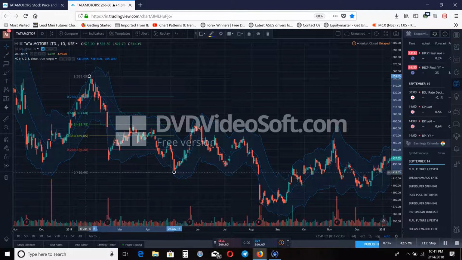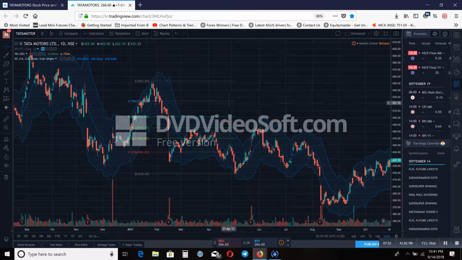So I'm going to draw a horizontal line just to make it more visually visible, so that I'm not confused while taking positions here. I'm just going to draw overlays over it.